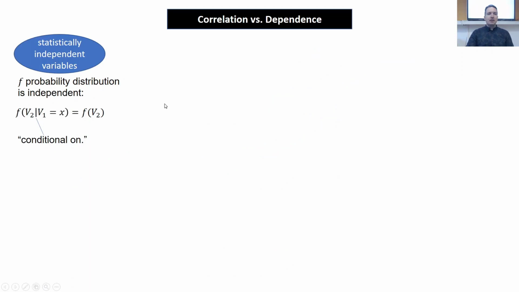And the next thing is correlation versus dependence. So this is the next section in the book. So we have statistically independent variables. It's always prescribed, but what is really important for us is that they can be conditional on each other.